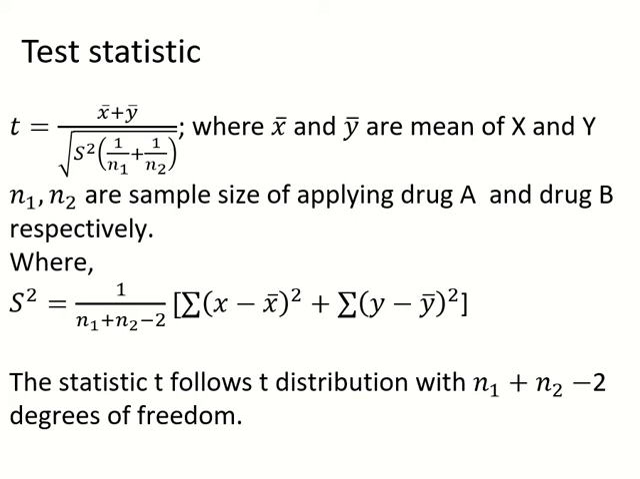Now come to the test statistic. Now we will apply this statistic. There is t equal to x bar minus y bar divided by the square root of s square into 1 by n1 plus 1 by n2, and we see x bar and y bar are the means of x and y.